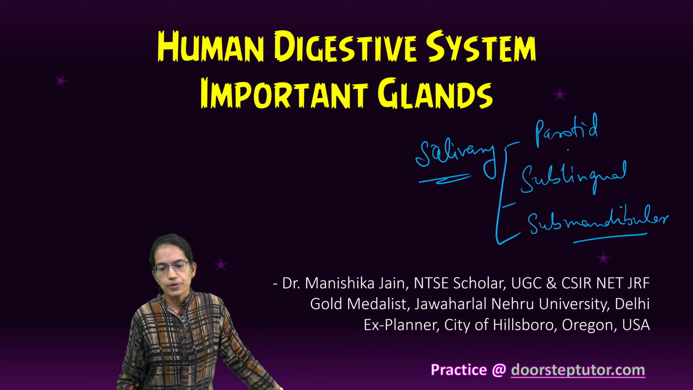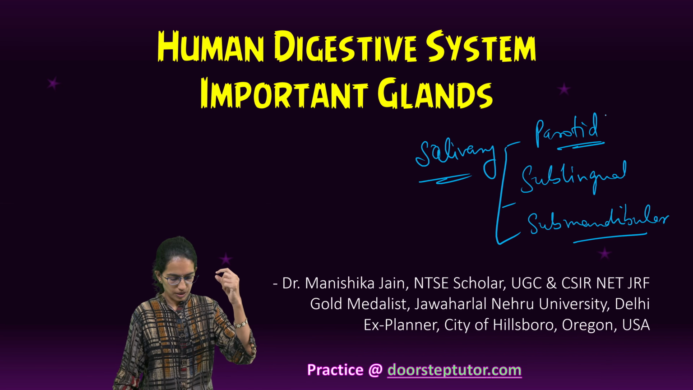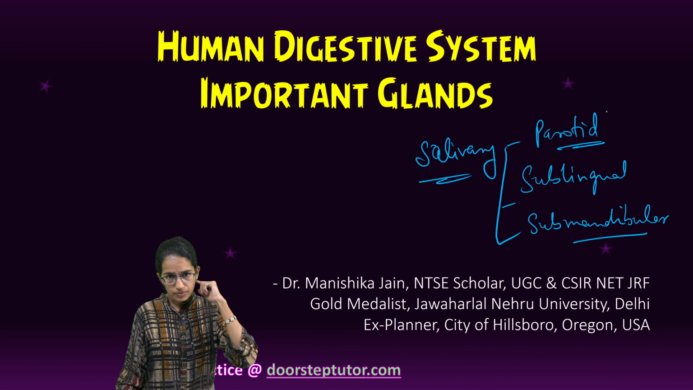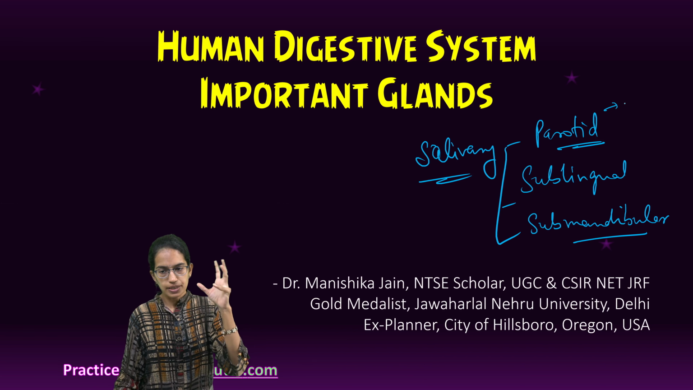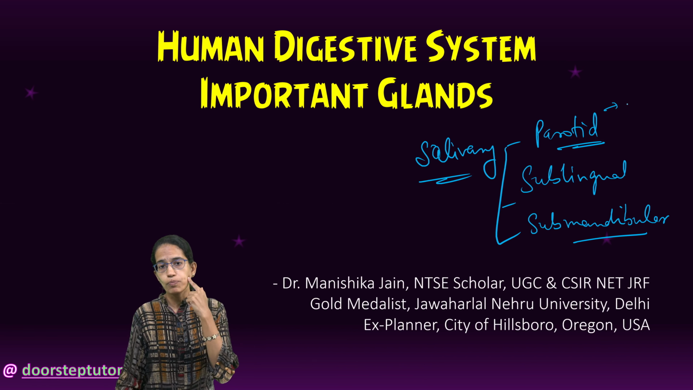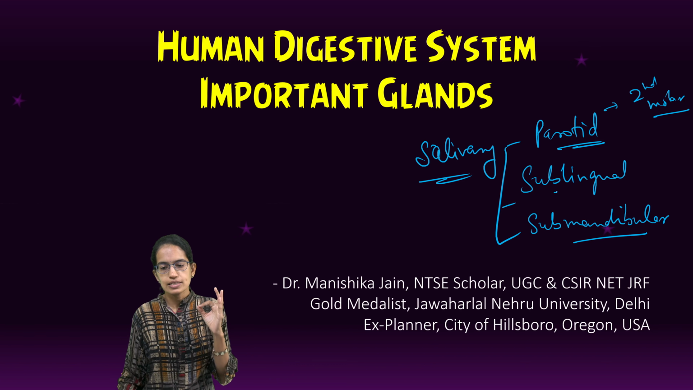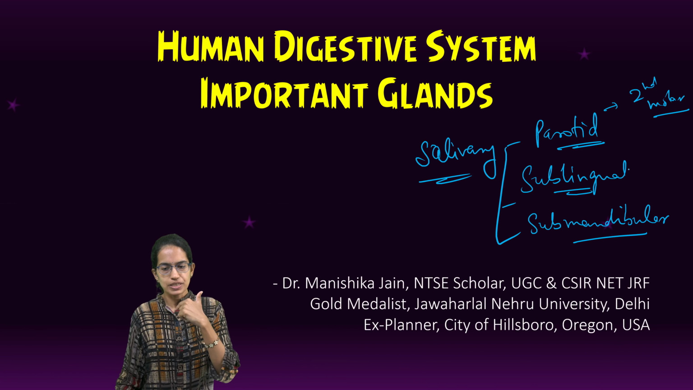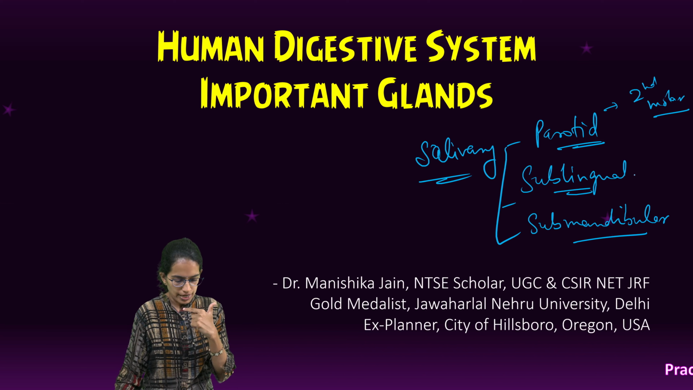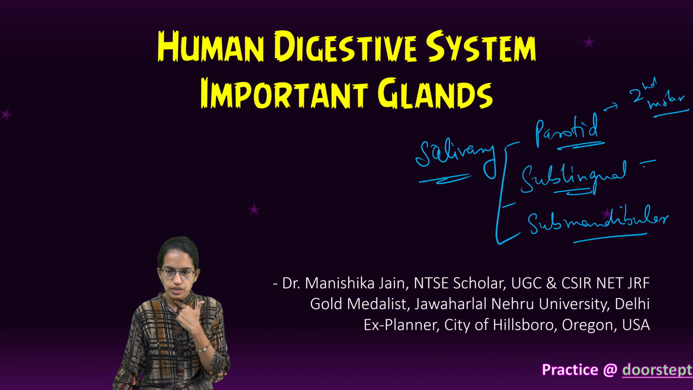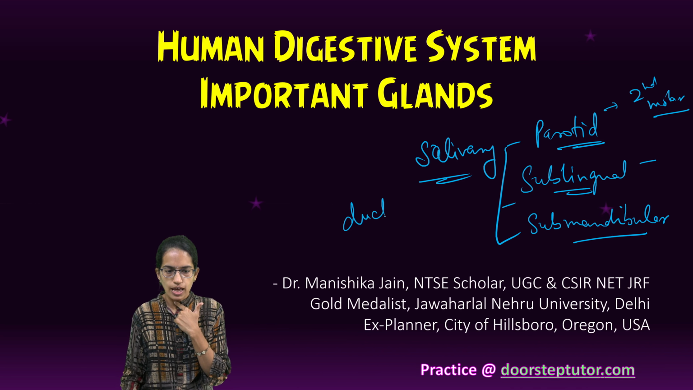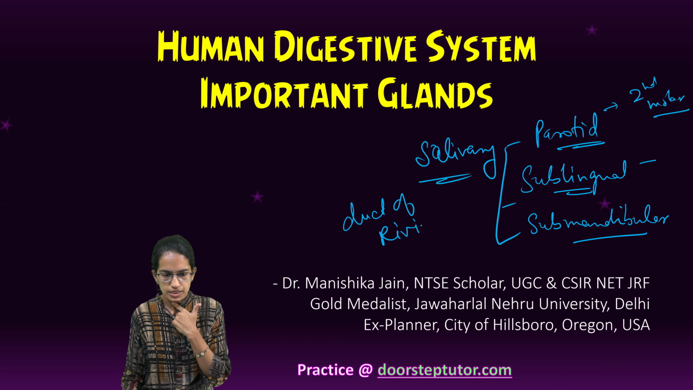Right? Parotid glands are located near the ear. They are among the largest and they have the opening near the second molar. The second one is sublingual. Sublingual is present just below the tongue and they have an interesting feature which is known as the duct of Rivinus.